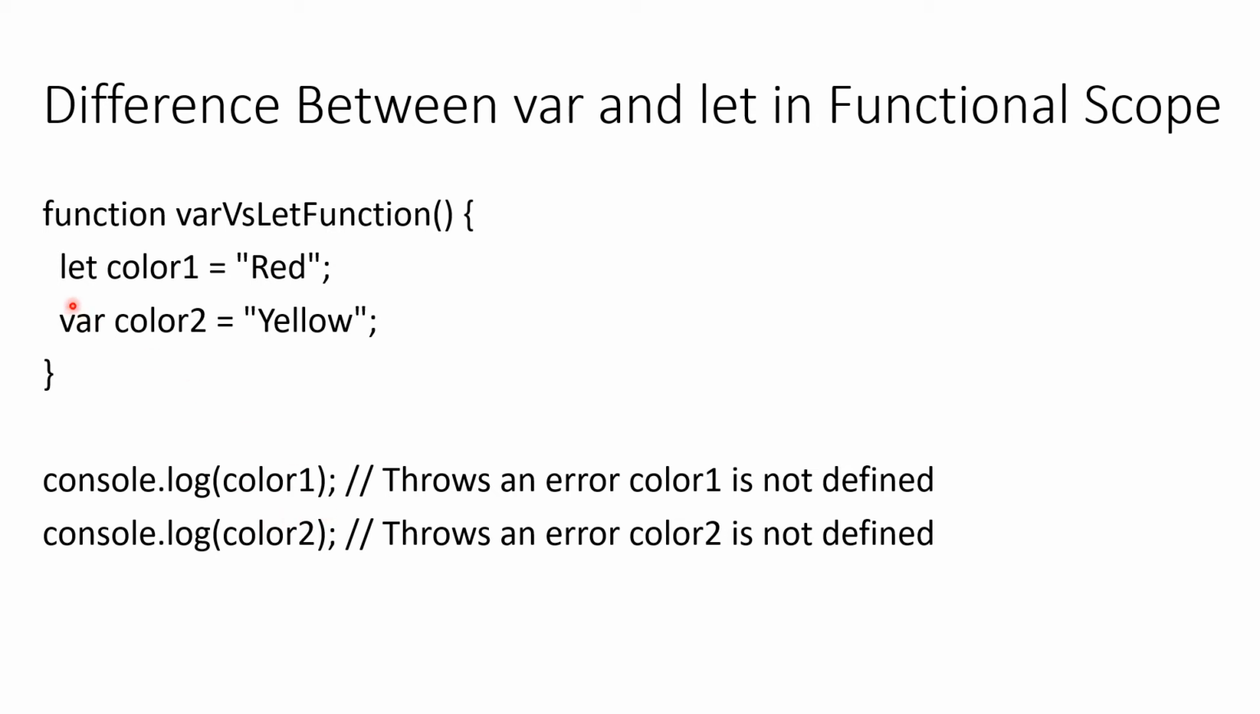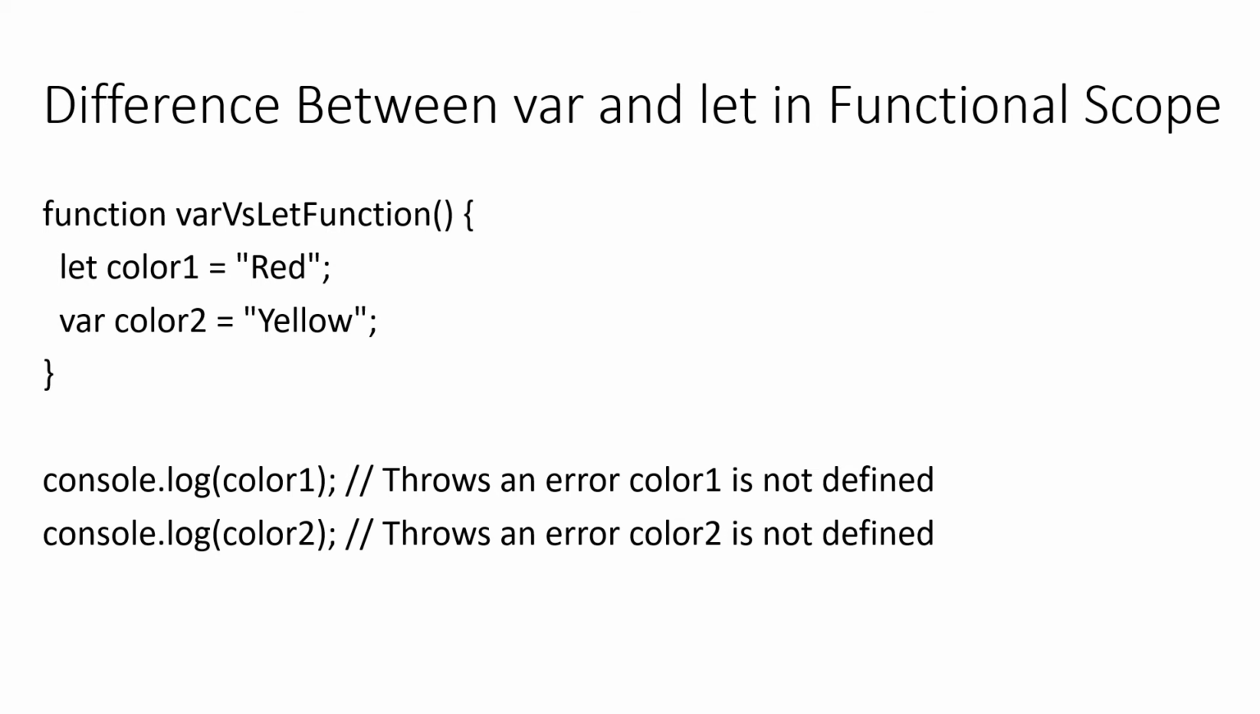And the same with var, because var also has a functional scope, so we cannot access var outside the function. So both our console logs are giving the error. Remember, let has a functional scope, and var also has a functional scope.